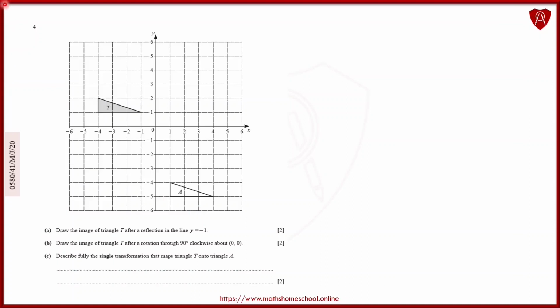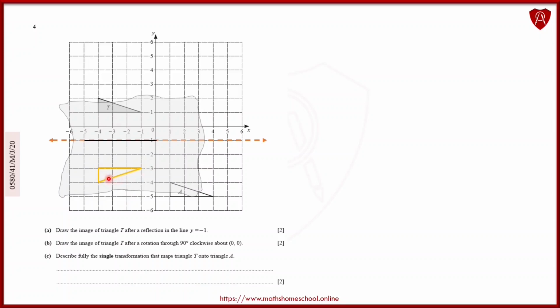Question 4. Transformations. Draw the image of triangle T after a reflection in the line y equals negative 1. This is the line y equals negative 1. Bring in a tracing paper, place it over the triangle T, and cover part of the line of reflection. Hold the tracing paper firmly and trace out triangle T. Trace out a section of the line of reflection so that it is on the tracing paper. Take the tracing paper and flip it over. Bring it back onto the grid and line up the line of reflection as perfectly as you can. This is where the reflected image will appear.